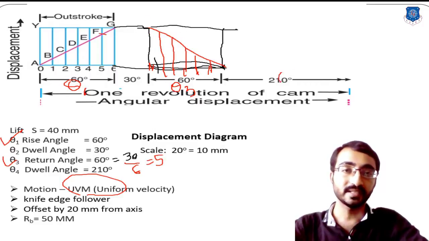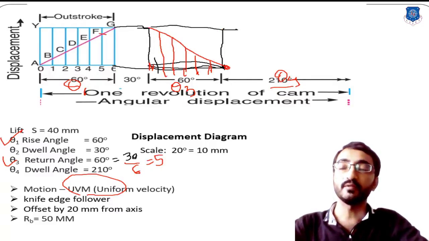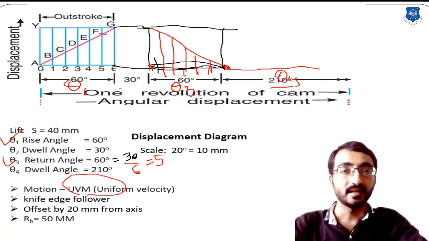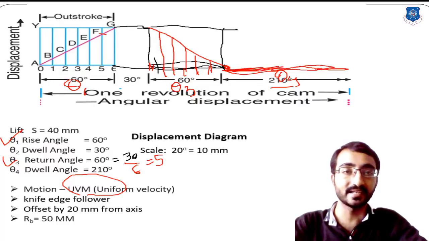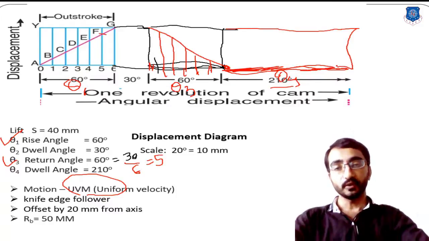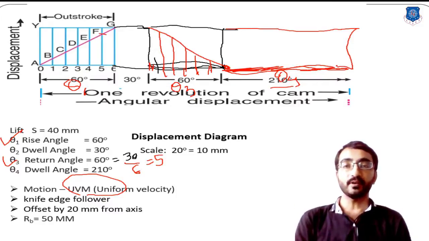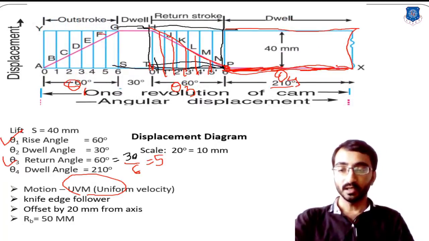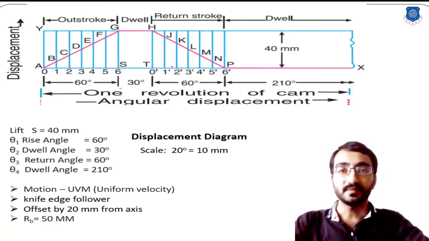Now for θ4, that is for the rest of the period, 210. Here it is dwell, and in dwell the follower is not producing any type of motion, so it is simply a horizontal line. The position of the follower is at the bottom, so that's why your horizontal line is at the bottom. Complete this rectangle, and this will give you the displacement diagram of uniform velocity for this type of numerical. In this way we can sketch the displacement diagram.